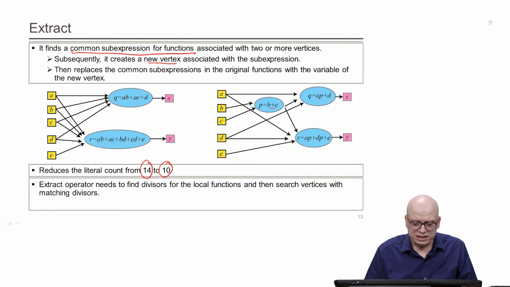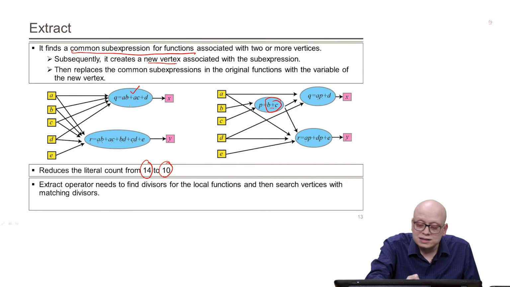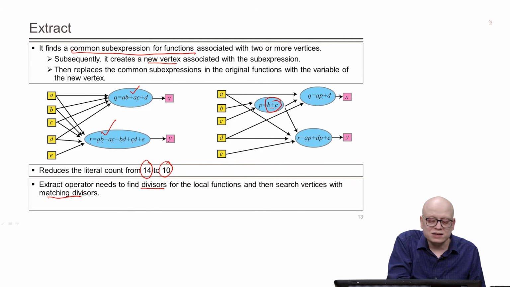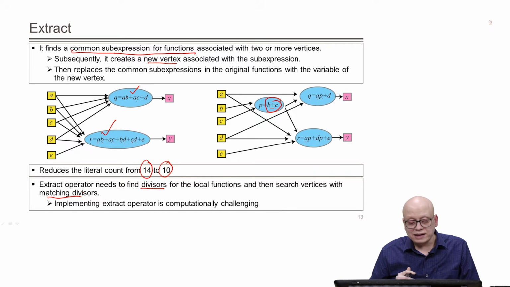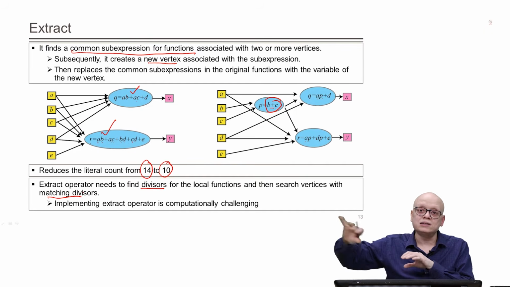Now, the extract operator needs to find divisors for the local functions and then search vertices with matching divisors. So, in this case, the divisor was b plus c. First, we have to find what the divisors for q are, and whether this divisor b plus c is present in R also, right. So we have to find divisors and then search vertices matching divisors, right. So implementing the extract operator is computationally challenging, right.